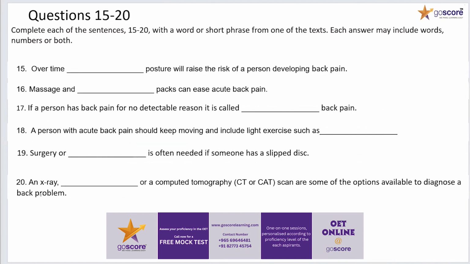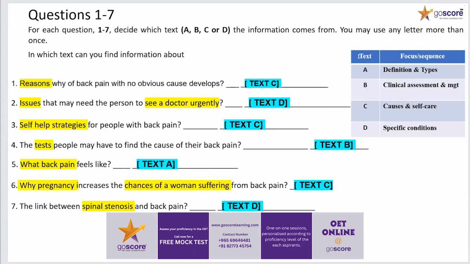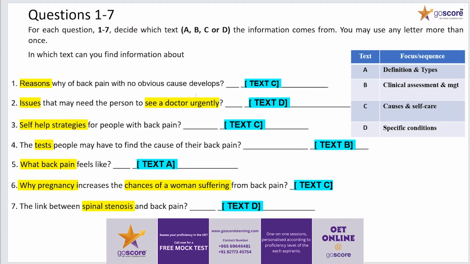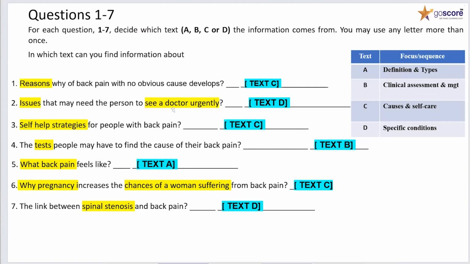Then again 15 to 20, it's the fill in the blanks type. There also you can write a word or a short phrase. So let's begin. Always remember, I have pasted here the sequence of the particular text for your better understanding: definition and types, clinical assessment and management, causes and self-care, specific condition. This should always be in your mind. You can write it in your text booklet as well, no need to write in the question booklet where you are mentioning the answers. You can just mention it in the text booklet.